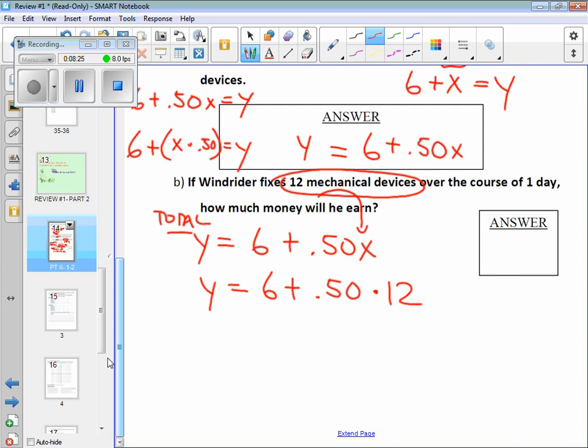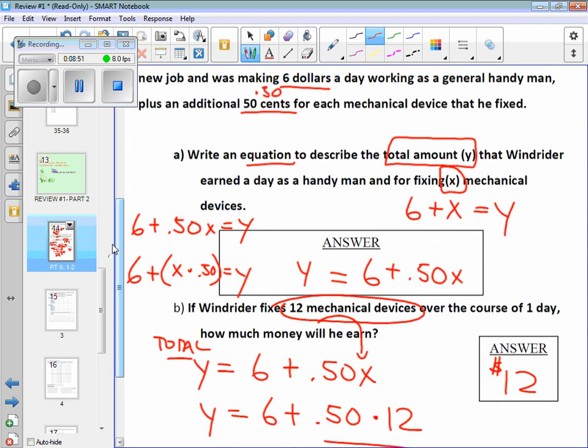And now it's order of operations. Got to do this first. What's half of 12? Because that's what 50 cents is. What's half of 12? 6. Total amount is $12. Okay. Now, see, here's why this will not work. 6 plus that 12 becomes 18. It's not the same. It won't work.